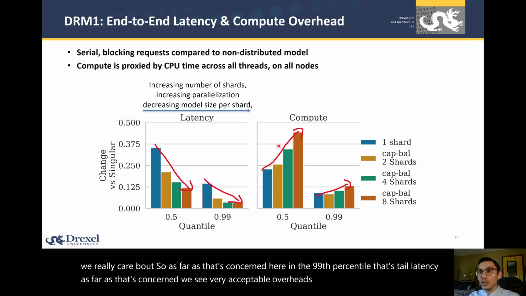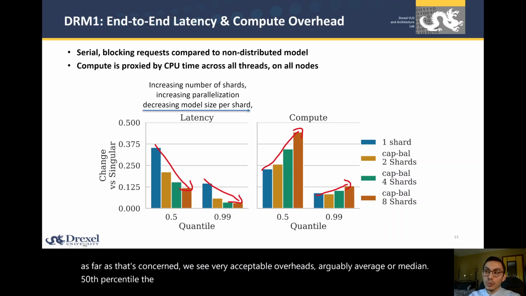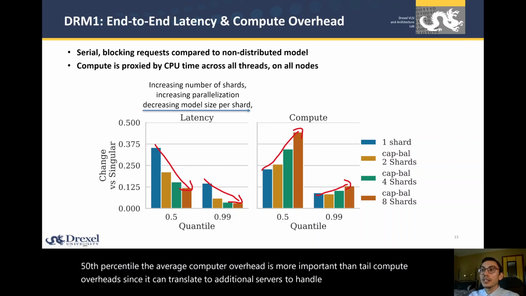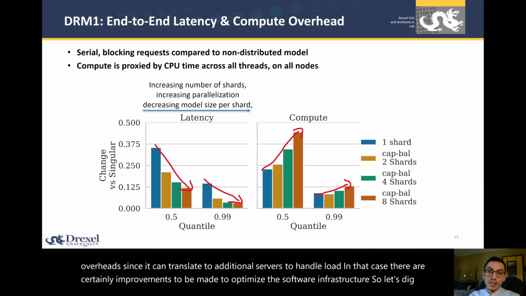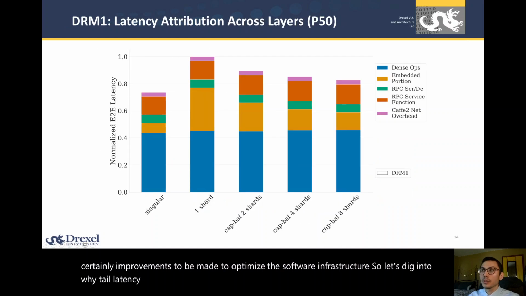Arguably, the average or median, 50th percentile, compute overhead is more important than tail compute overhead, since it can translate to additional servers to handle load. In that case, there are certainly improvements to be made to optimize the software infrastructure. So let's dig into why tail latency works out in our favor.